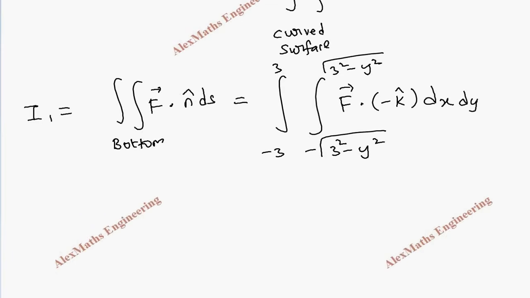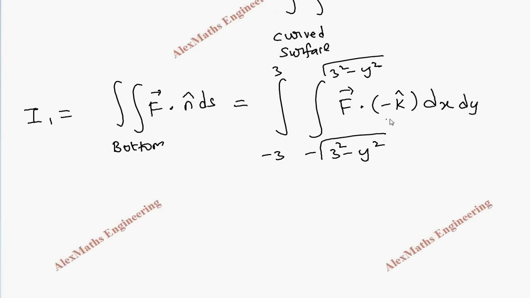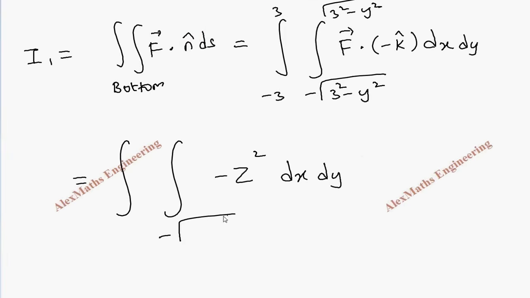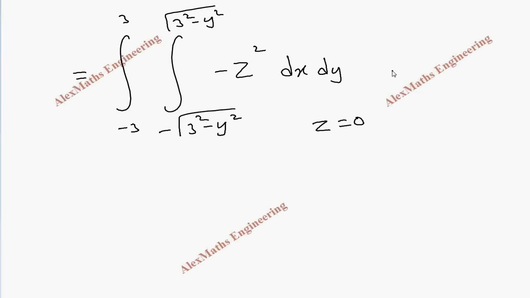Now f dot minus k cap, this is our f vector dot k cap. If I put it in, only z square will come, and there is a minus sign, so minus z square. So double integral minus z square dx dy will come, and the rest of the limits we write as they are. But in this region, the equation of the plane is z is equal to 0, which we already mentioned here. So when I replace z as 0 here, the entire value becomes 0. So the first part is 0.